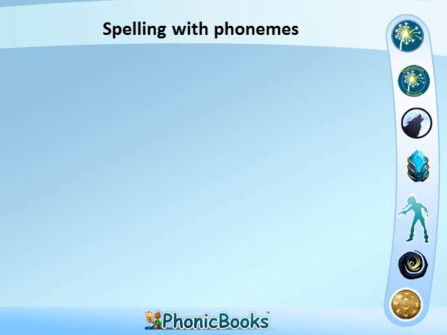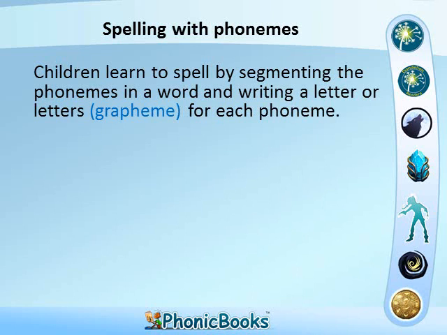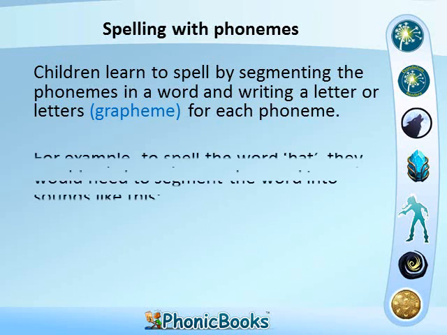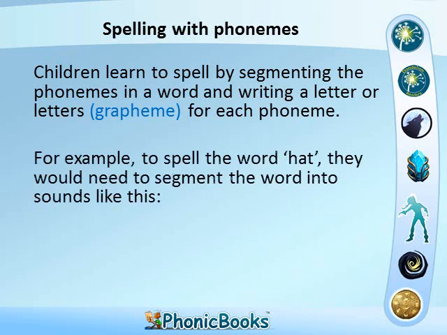Spelling with phonemes. Children learn to spell by segmenting the phonemes in a word and writing a letter or letters, that's a grapheme, for each phoneme. For example, to spell the word hat, they would need to segment the word into sounds like this: h, a, t.